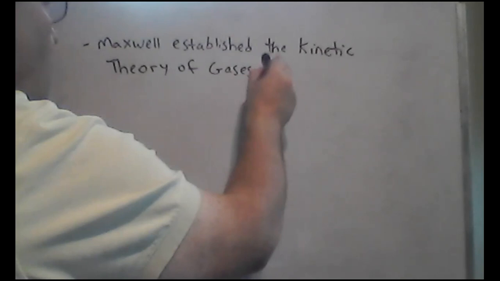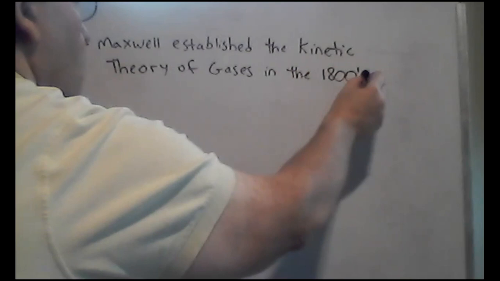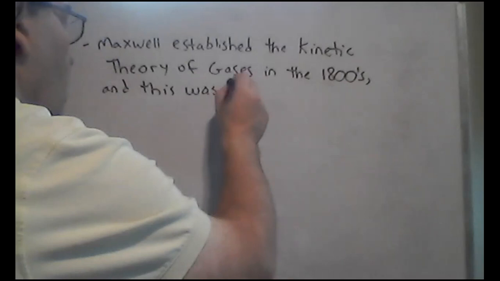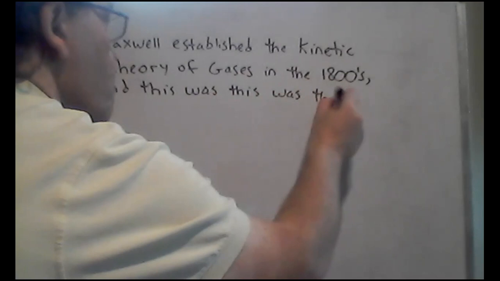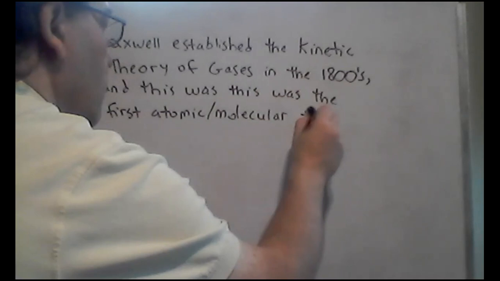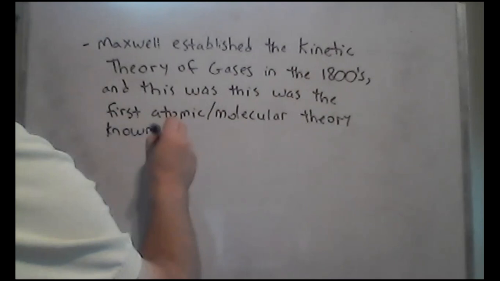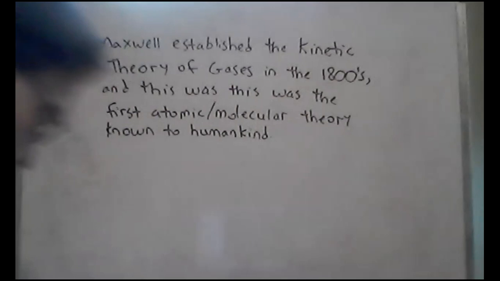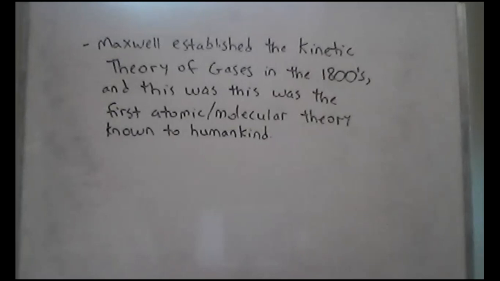In the 1800s, this was the first atomic molecular theory known to humankind, and it was very successful. In fact, it was the work done by the Austrian physicist Johann Joseph Loschmidt, who was the first one to actually measure Avogadro's constant. He did it in 1865.